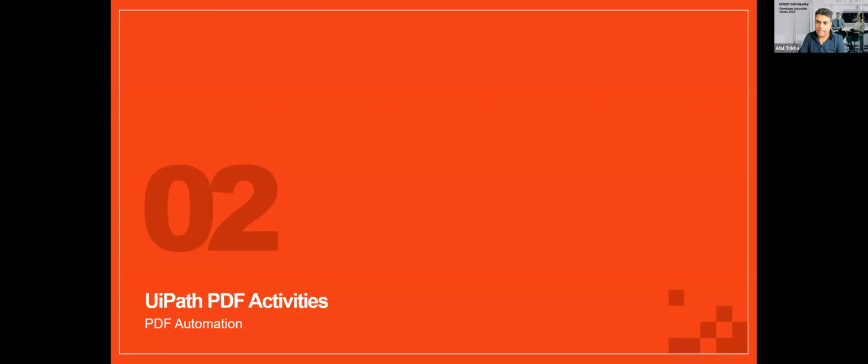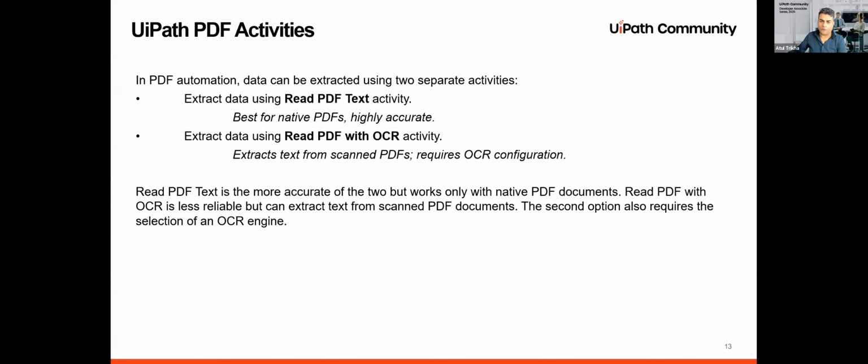So in UiPath, activities are foundational. You may have covered this during sessions 1 and 2. They are the building blocks that help in designing the right kind of automation. So UiPath offers two types of activities. One is called Read PDF Text. This is ideal for native PDF. It's fast and highly accurate.